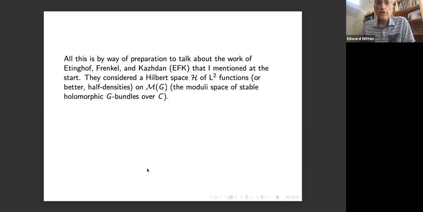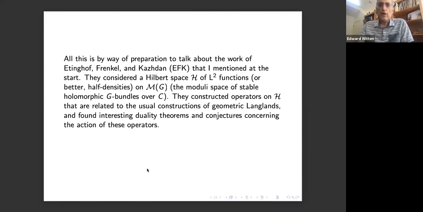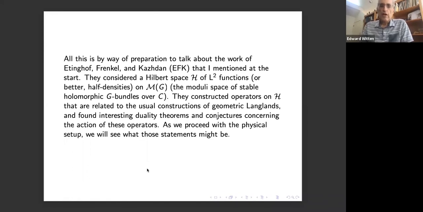So they considered a Hilbert space H of L2 functions, or more canonically half densities, on the moduli space of stable holomorphic G bundles over C. They constructed operators in H that are related to the usual constructions of geometric Langlands, and they found interesting duality theorems and conjectures concerning the action of these operators. As we proceed with the physical setup, we'll see what those statements might be. I'm not going to tell you right now exactly what Ettinger, Frenkel, and Kazhdan proposed or proved in some cases, but I'll explain the physical setup and we'll see what the statements ought to be.